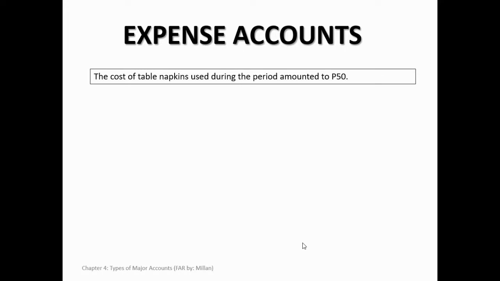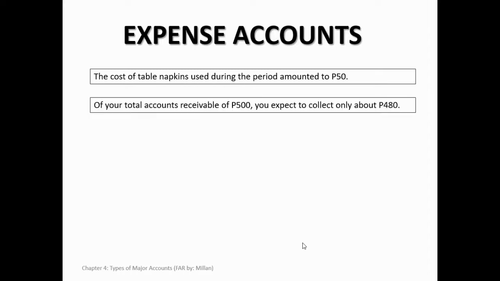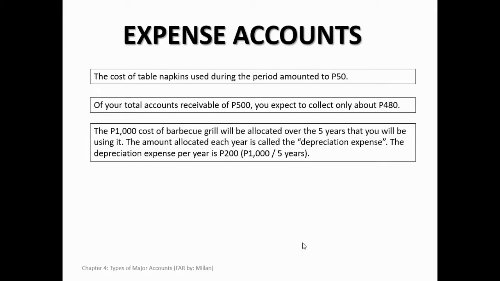Next, the cost of table napkins use during the period amounted to 50. So dahil use, it will be recorded as supplies expense. So of your total accounts receivable of 500, you expect to collect only about 480 pesos. Anong gagawin mo sa 20 pesos? It will be recorded as bad debt expense.